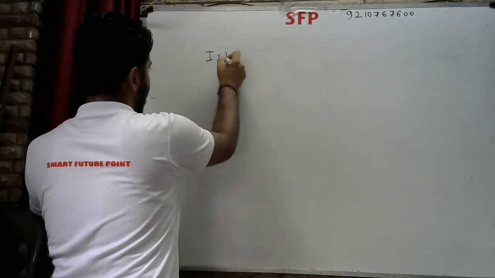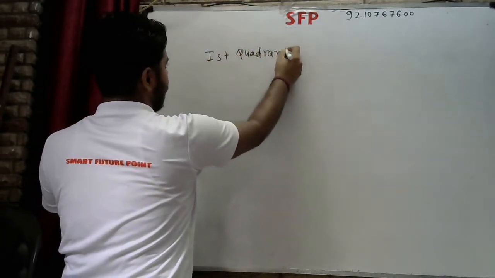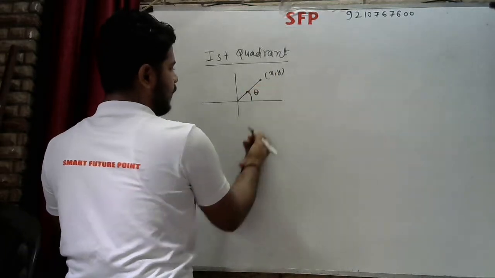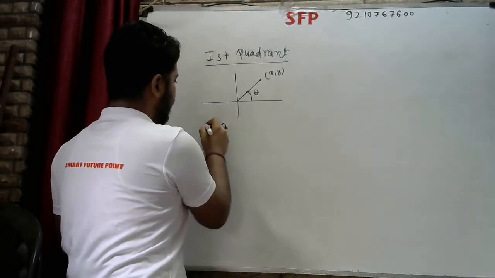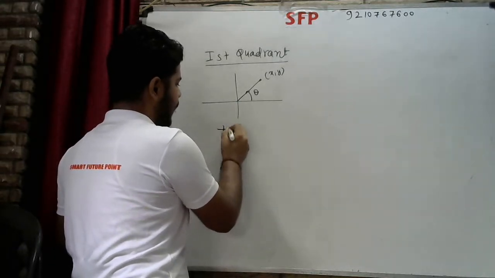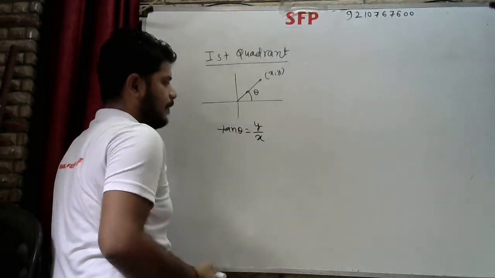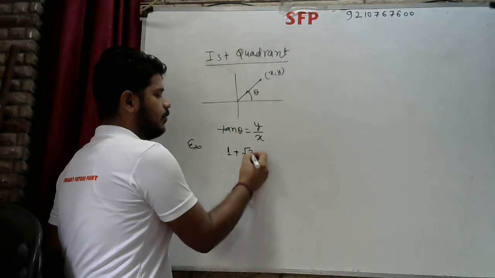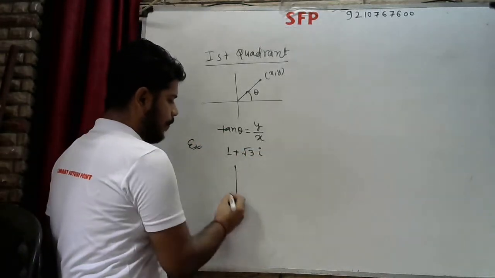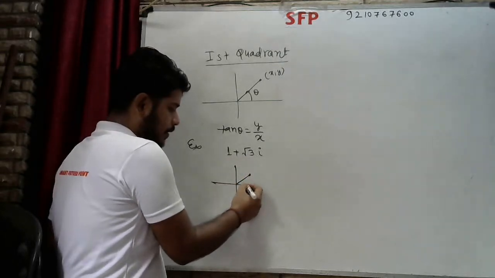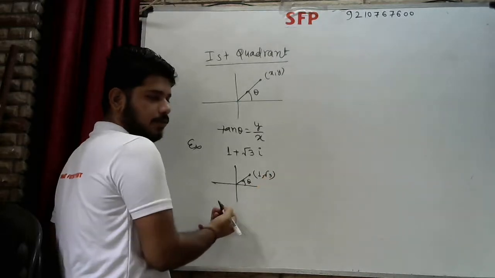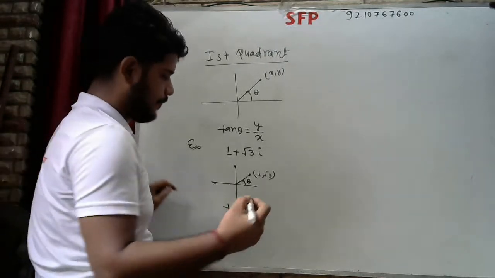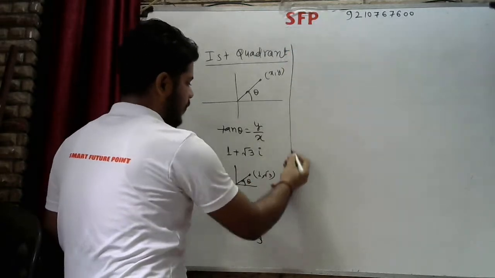In the first quadrant, if this is your (x, y), and this is your theta, theta will be nothing but tan inverse of y by x. This will be your argument. I am going to give you example 1. Suppose we have 1 plus root 3 iota. Find its argument. We know 1 plus root 3 iota both are positive, so it will be somewhere here. Theta will be this. Tan theta will be root 3 by 1. Theta will be 60 degree, which means pi by 3. This is the case of your first quadrant.